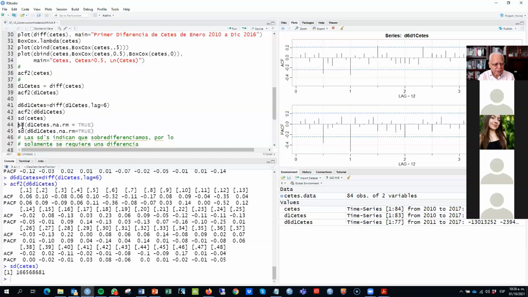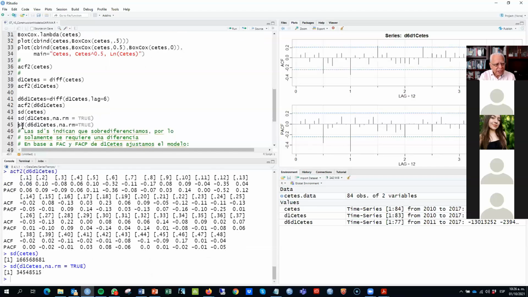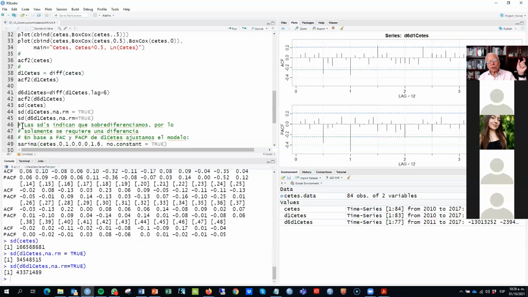Okay, I'm over differencing, and I can calculate the standard deviation of the series. Here's the standard deviation of the series, this is the standard deviation of the first difference, and this is the standard deviation of the sixth seasonal difference of the first difference of the series. And as you can see, the standard deviation increased because I'm over differencing already there. So I don't need a seasonal difference. All I need is the non-seasonal difference, and that's it.